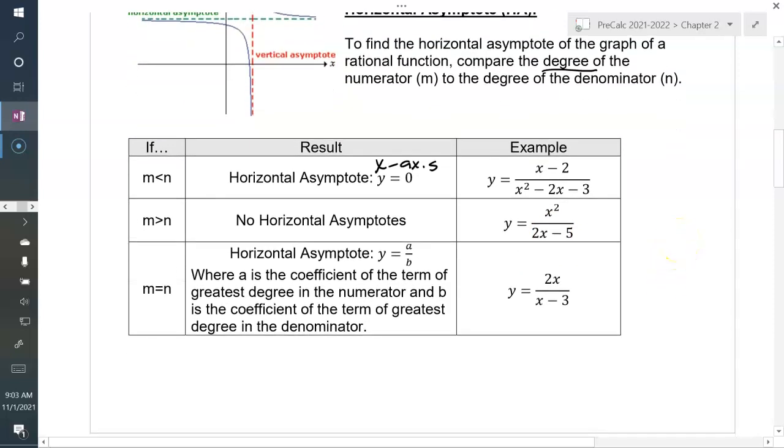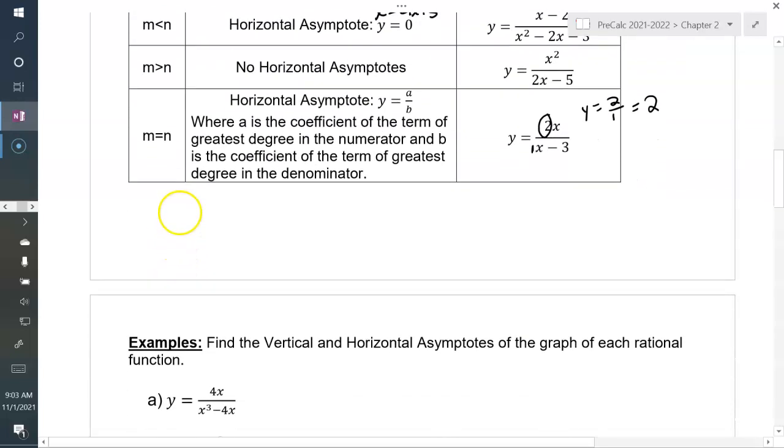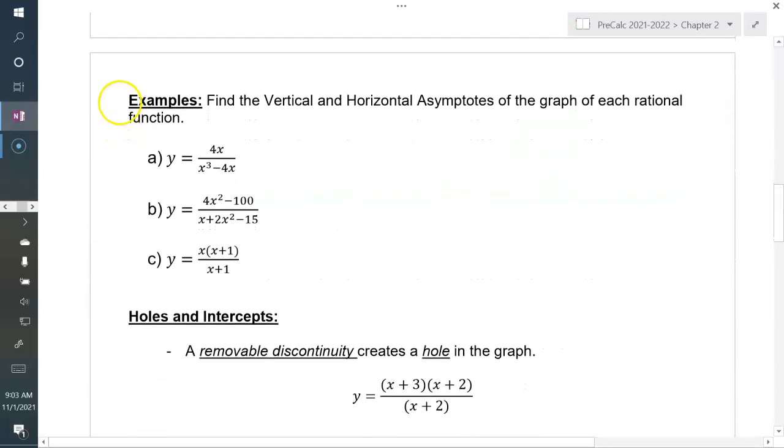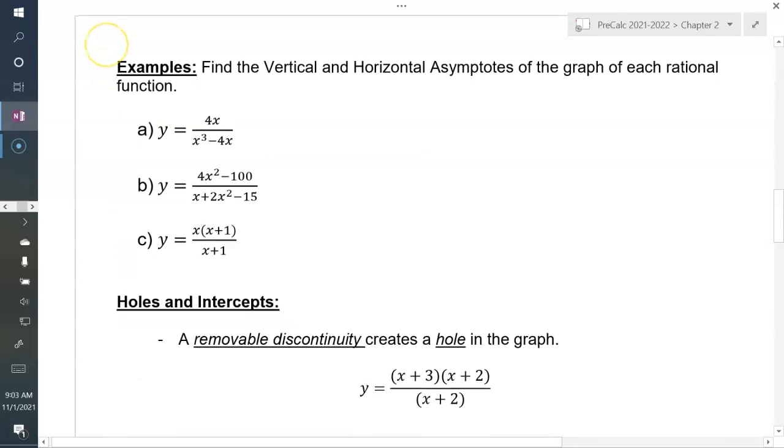What if they're the same? Well, if the degree is the same, then you're going to take the leading coefficient of the numerator and the leading coefficient of your denominator. In this case, we have an invisible 1. You're going to do 2 over 1. So take those coefficients, put them in a fraction, and then you will have a horizontal asymptote at the line y equals 2 in this case. So let's do some examples with this. We're going to find the vertical and the horizontal asymptotes for the graph of each of these rational functions.